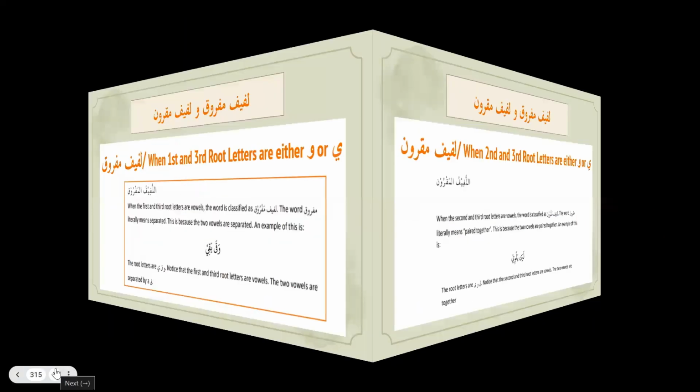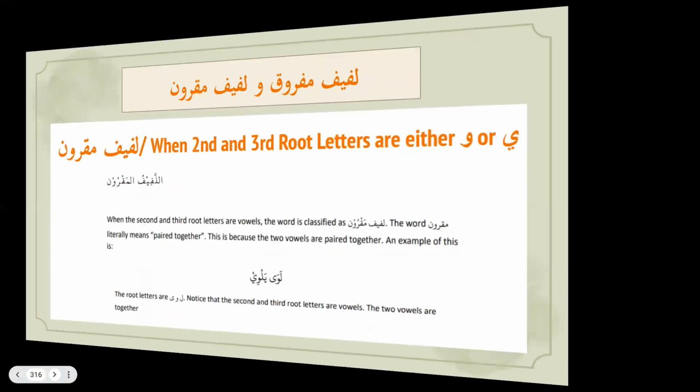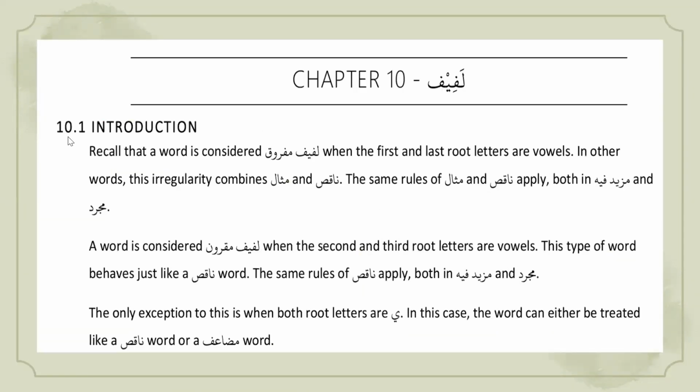What is lafif maqroon? In lafif maqroon, the two weak letters are close to each other, and here we can say that the second and third root letters are either waw or ya. So for example, in lawa, the first letter is a regular lam, then waw and ya are both weak letters. So this is lawa yalvi, a maqroon word, and it literally means paired together. So maqroon means those which are brought close to each other, paired together. Okay, so this is chapter 10 in special surf.